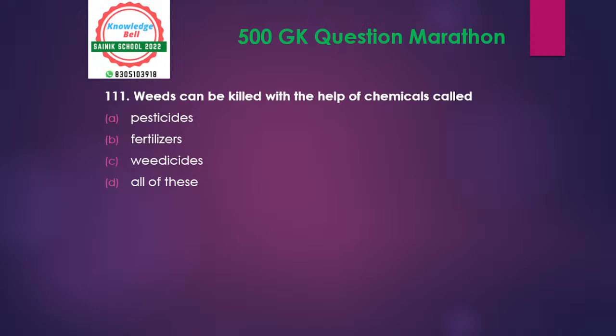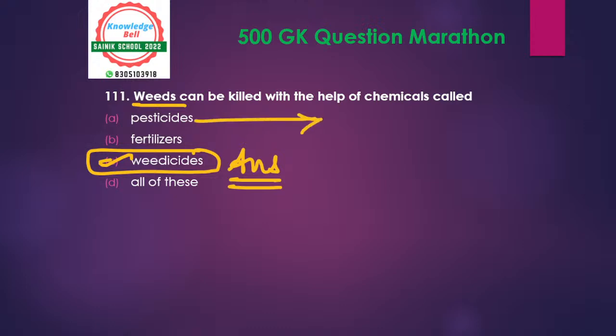Weeds are killed by the application of weedicides. By the usage of weedicides, we can kill weeds. Pesticides are used to kill pests in the fields. To kill pests we use pesticides; to kill weeds we use weedicides.